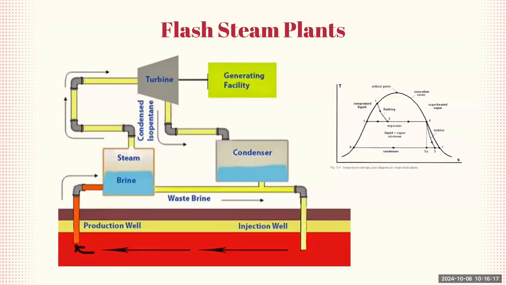So the diagram here shows the operation of a flash steam plant. Hot water, or maybe brine, can also be used or extracted from a production well. As the pressure decreases, some of the water flashes into steam. This steam is then separated from the brine and directed to a turbine, which spins to generate electricity in the generating facility. Afterward, the steam is condensed back into water in the condenser, while any remaining brine is either reflashed for additional steam or re-injected into the injection well to maintain the geothermal reservoir. This cycle allows for continuous power generation while keeping the geothermal reservoir sustainable.